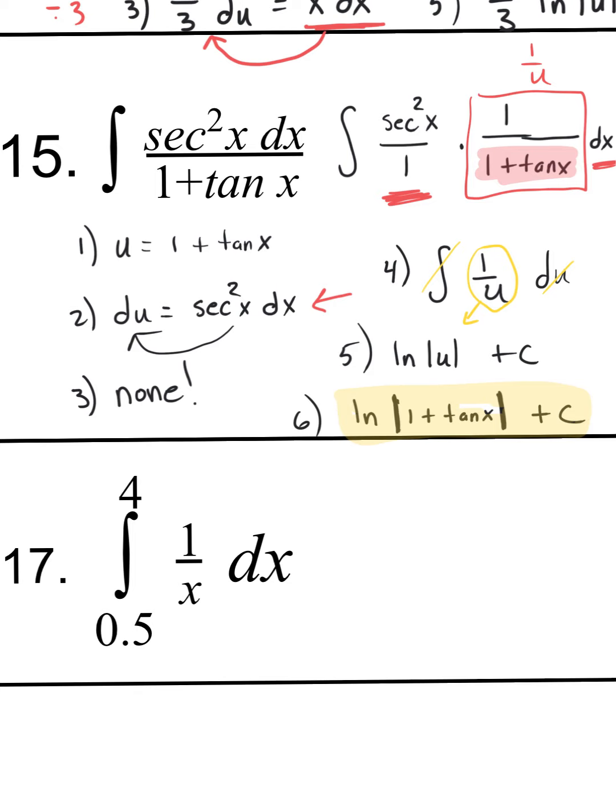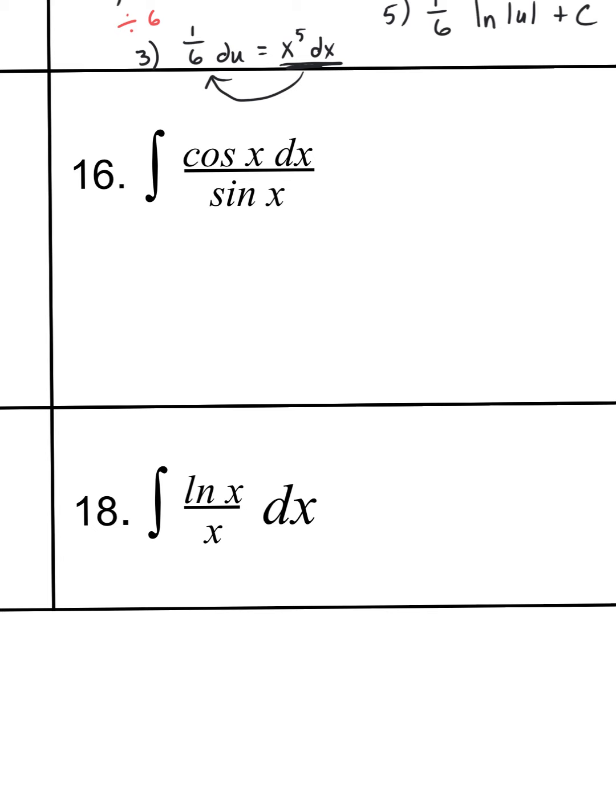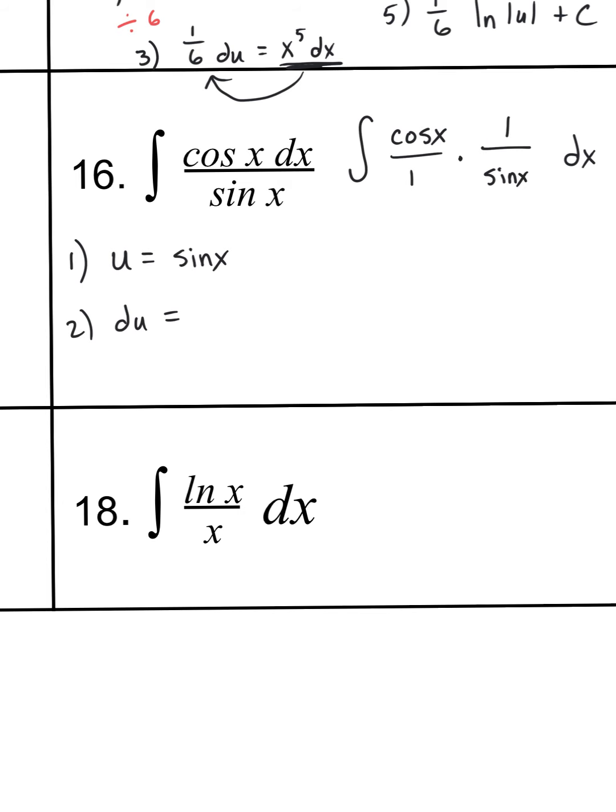Okay, moving right along. 16, we'll go in order. 16, okay. Again, this is a fraction. There's nothing you can do to simplify it. Our only option is u substitution. So rewrite it: the numerator, which is the cosine of x, over 1 over our denominator, which is the sine of x, and then dx on the end. Okay, let's make the denominator u, sine of x. U becomes du. The derivative of the sine is cosine of x, and we toss dx on the end.